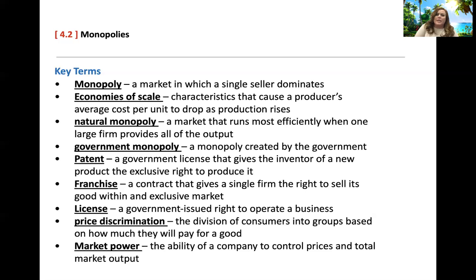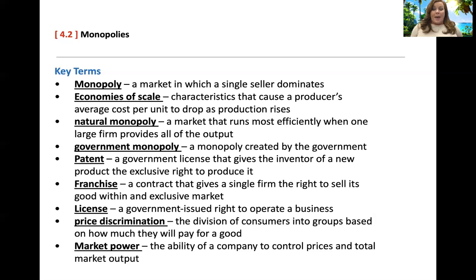Government monopoly, I think of the New York subway. That is transportation for all New Yorkers. It's owned by the government, and it's the only subway. There's not 2 or 3 different subways that you can take. It's one subway, and that would be a government-created monopoly.